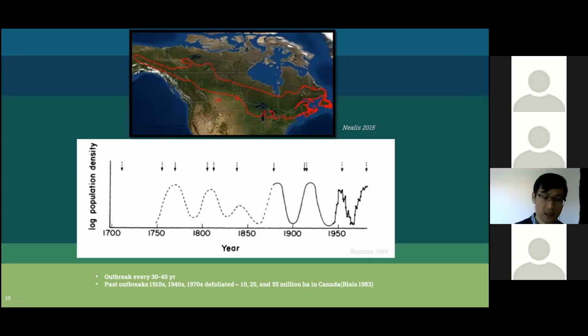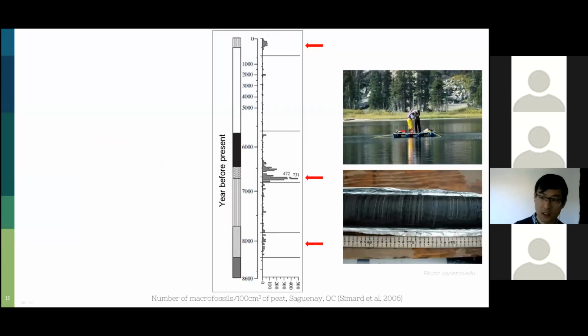So basically we know they come back every 30, 40 years, at least in the last hundreds of years. And the outbreak obviously covers a large area. So in the 70s outbreak, it covered like 55 million hectares in Canada. In Newfoundland, I think it's a little bit shy of 5 million, so probably like 4 million hectares, within this 55.